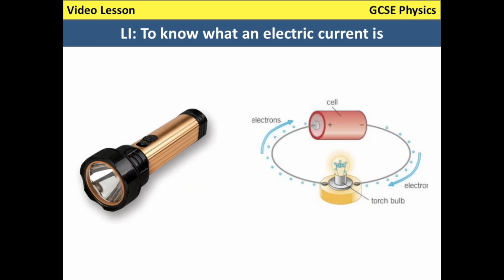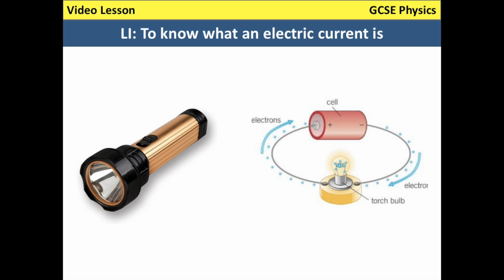So, now we're going to talk about what current actually is then. We've looked at all these different circuit symbols and lots of them are to do with current, and I'm going to use the idea of a torch to explain to you how a current flows and what a current actually is. So, an electric current is a flow of charge.